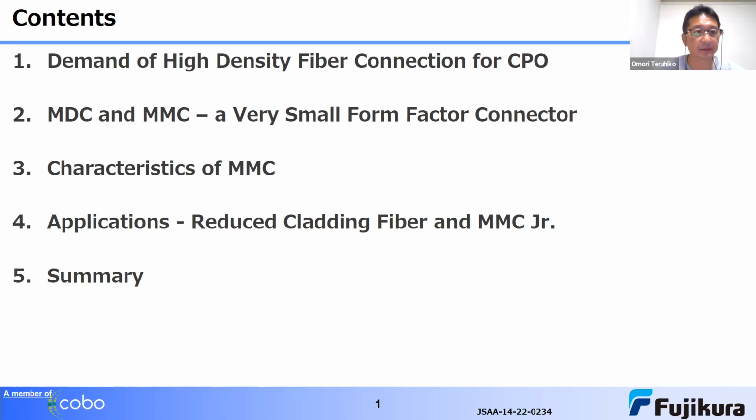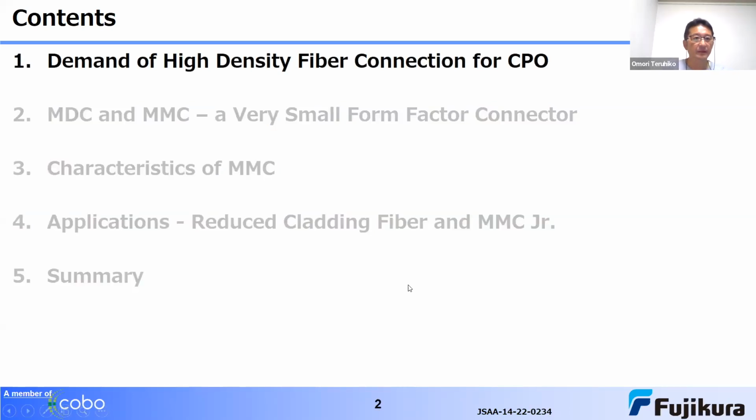This slide shows today's agenda. First, demand of high-density fiber connection for CPO. Second, MDC and MMC, a very small form factor connector. Third, characteristics of the MMC connector. Fourth, applications, reduced cladding fiber and MMC Junior. And finally, summary. First, I talk about the demand of high-density fiber connection for CPO.